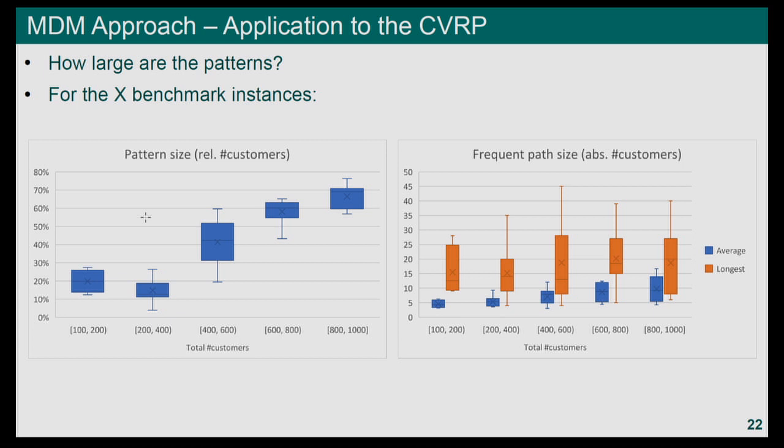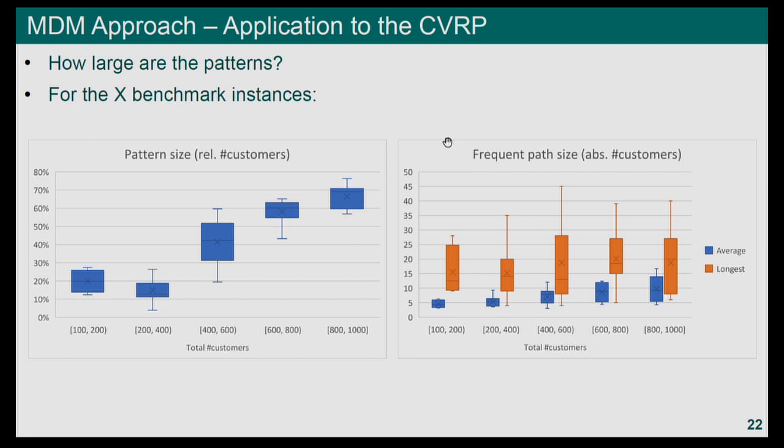And we can see that there's a trend that the pattern size increases. The relative pattern size increases as the instance size increases. And for the smallest instances, we have an average pattern size between 15 and 20% of the customers in the instance. But it grows up to about 70% for the largest instances, so they are pretty large patterns.